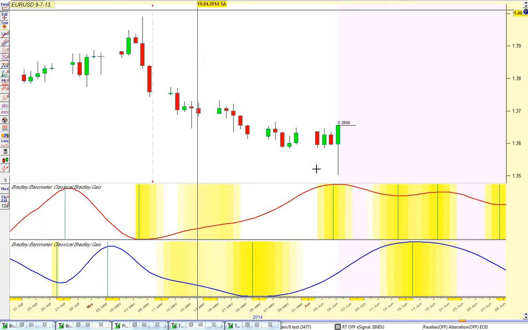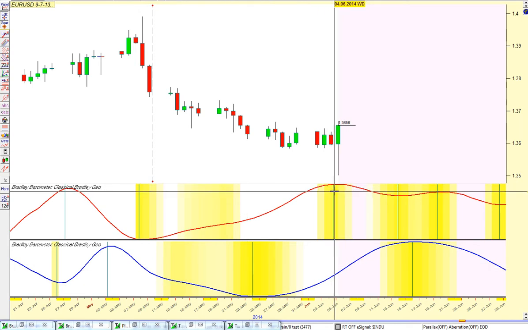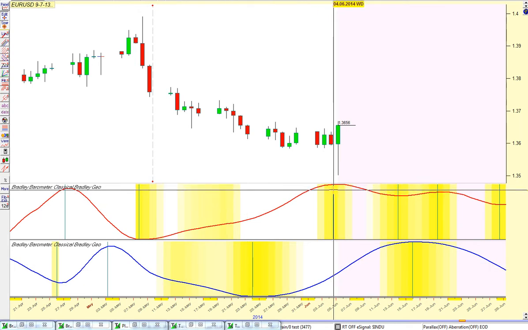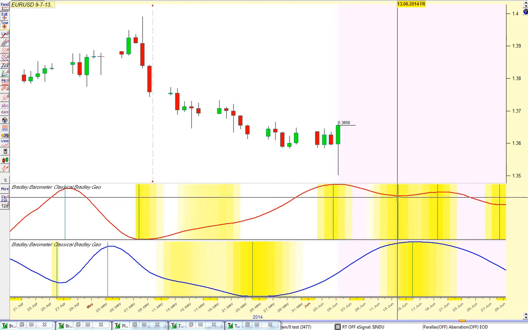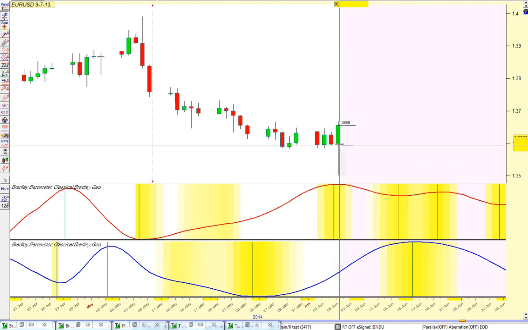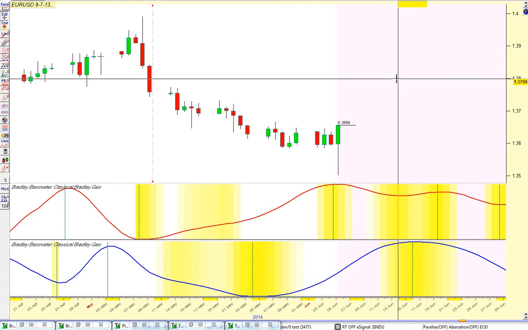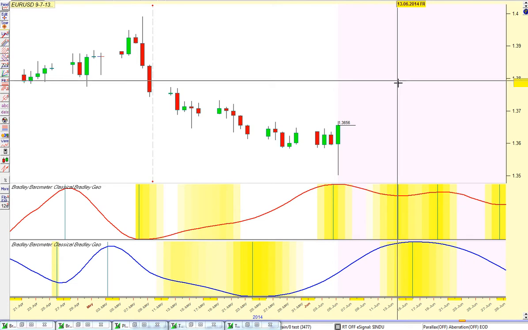Let's get a little closer. The Bradley model, this is the original Bradley model, has a pivot here, 6-4, and then the next is the 13th. So could this be the pivot low that is going to swing high and then kind of stall here on the 13th and pull back?